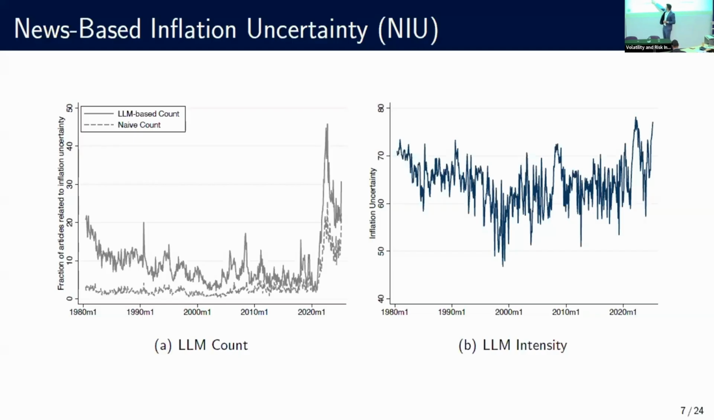You see that this is also consistent with the level of inflation being lower. You saw a period where very few articles are flagged as being related to inflation uncertainty between 2000 and 2020. Then COVID happened. We saw this huge spike in inflation, and we see a lot of articles talking about inflation uncertainty. Now, the intensity measure that we developed shows a similar pattern. In particular, it also spikes here in the post-COVID period.